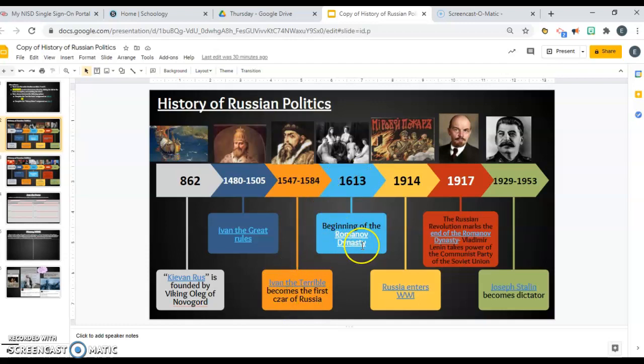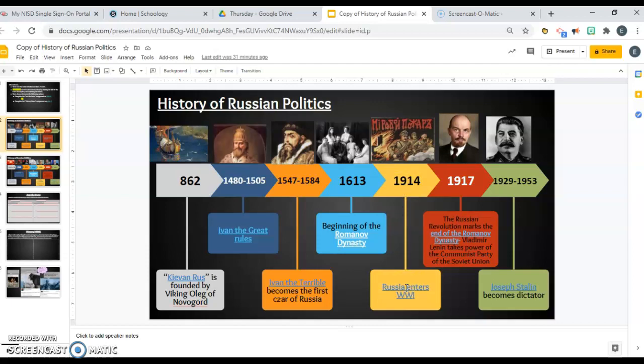1613, the beginning of the Romanov dynasty. So basically what a dynasty is a ruling family. And this family actually rules for about 300 years. They pass their power down through generations, so it's hereditary. So you learn about their rule over 300 years, very briefly, about their rule and how that rule comes to an end.